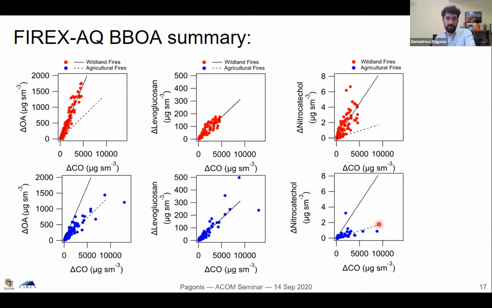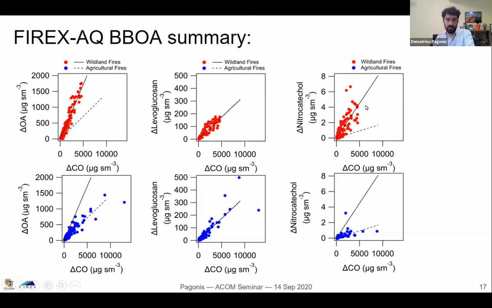One of the reasons for this is that we're sampling significantly older smoke, generally speaking, in the Boise leg of the campaign. And so there's been a lot more time for secondary chemistry to happen and to produce nitrocatechol from the gas phase catechol.